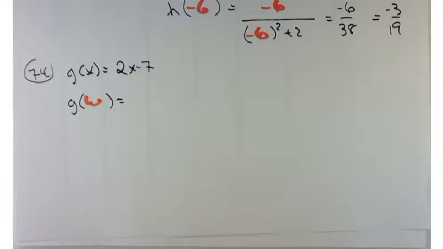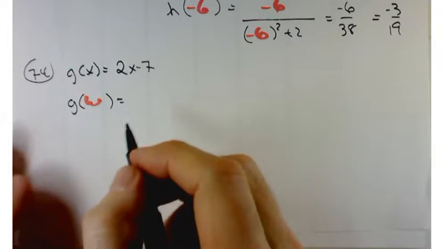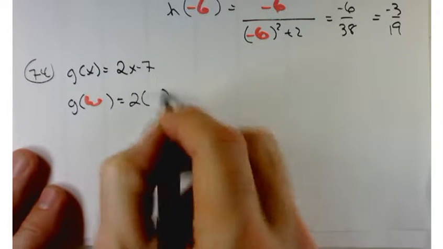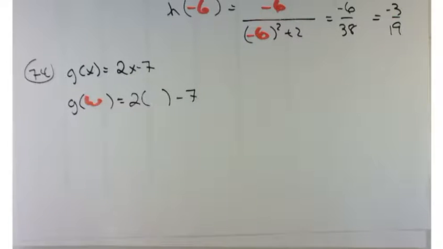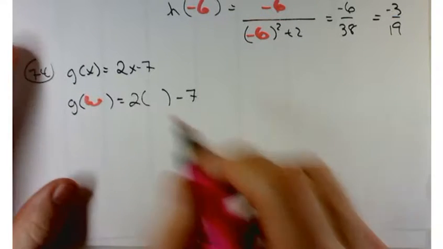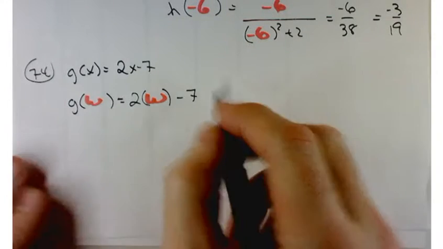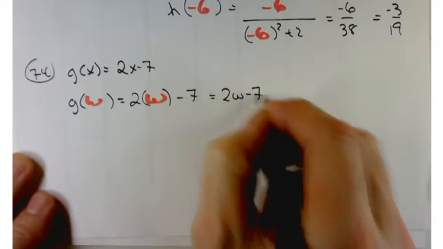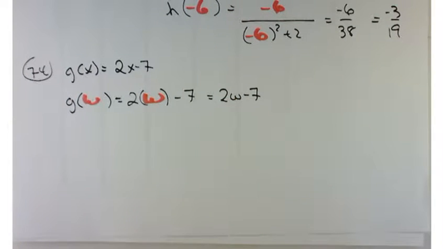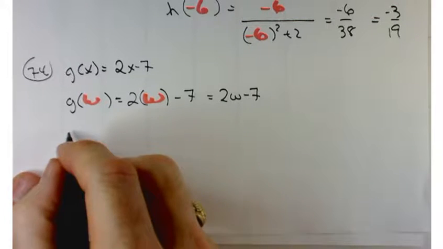G of w. Well, anyone want to take a stab at g of w? Megan, thanks for volunteering. What do you think g of w would look like? Perfect. All we have to do is plug in the w. So 2 times w minus 7. These aren't like terms. There's nothing you can do there, so we'll leave it like that. Thanks, Megan.